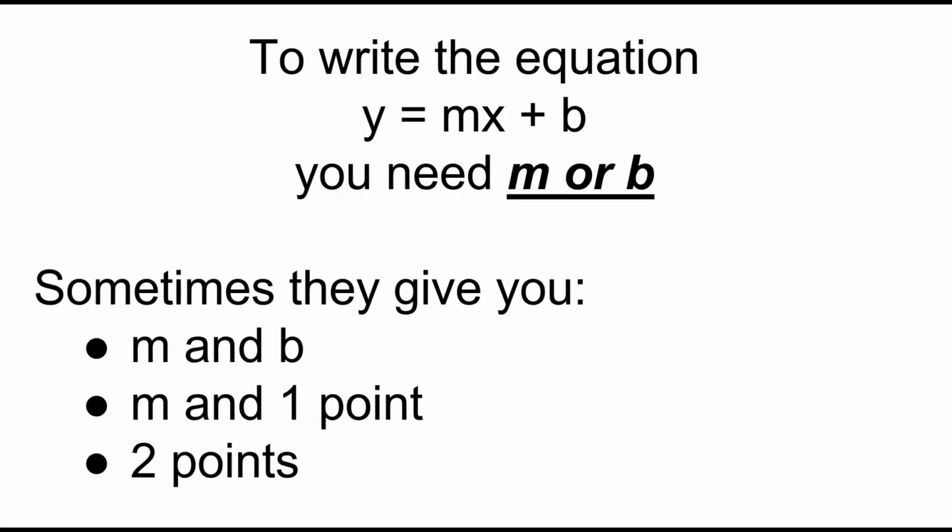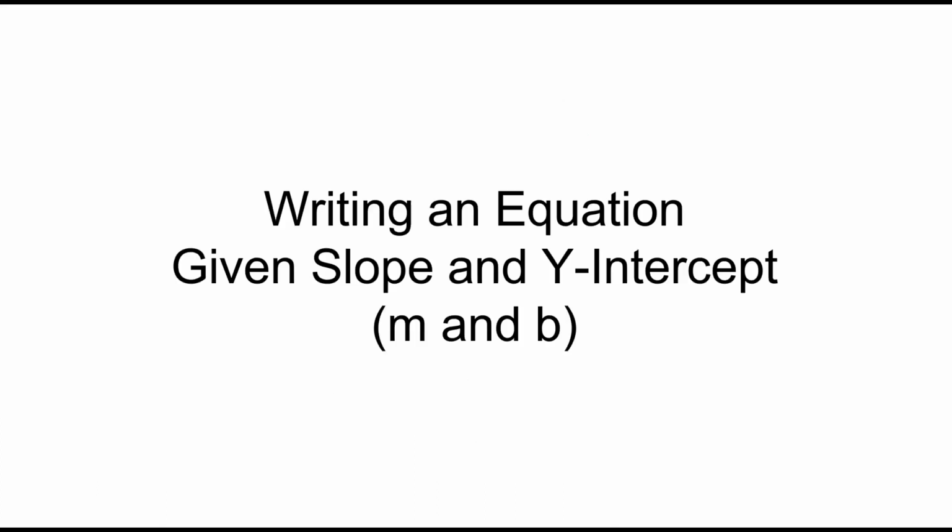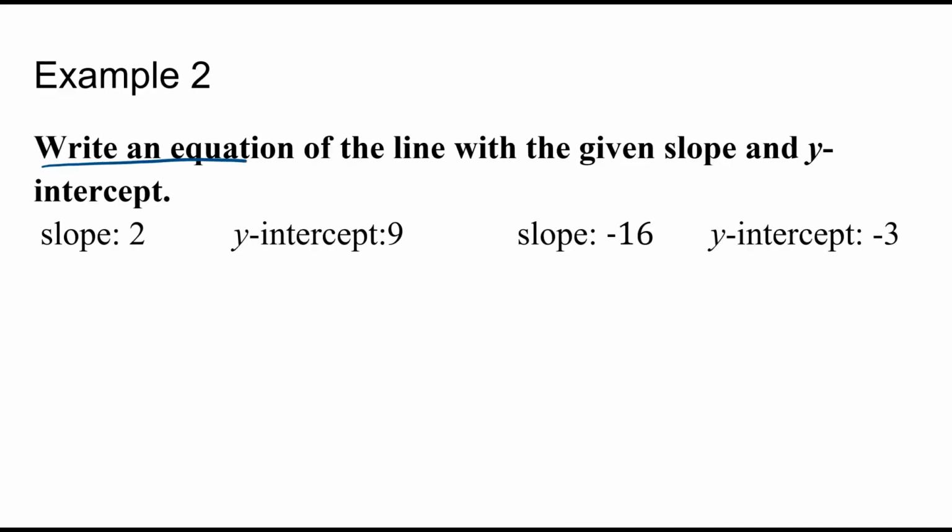We're now going to write equations without the graph. So to write an equation y equals mx plus b, you do need m or b. And in those last examples, they gave us m or b, but they could give us a variety of other things. We're going to start with when they give us m and b. So in this example, they want us to write an equation of a line.